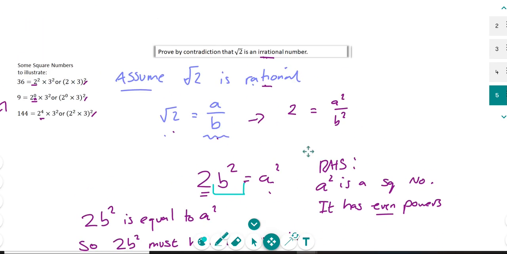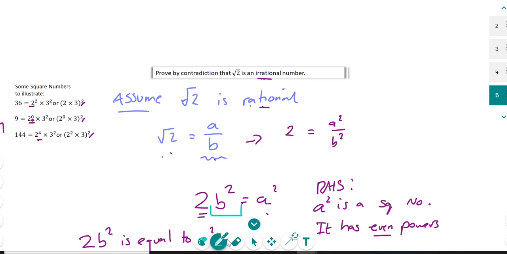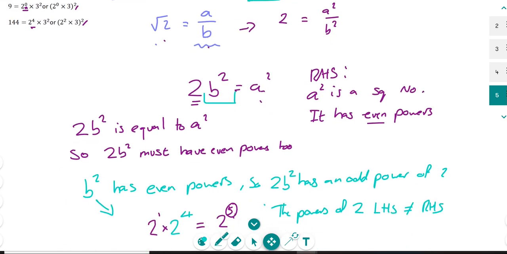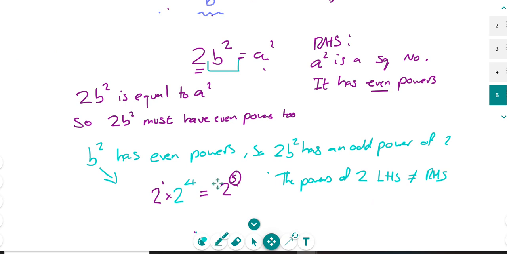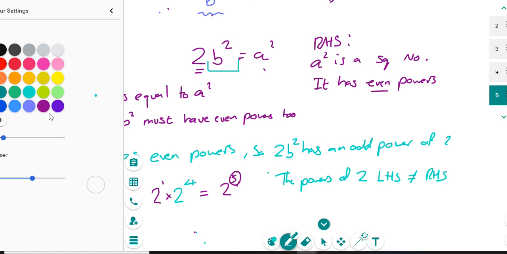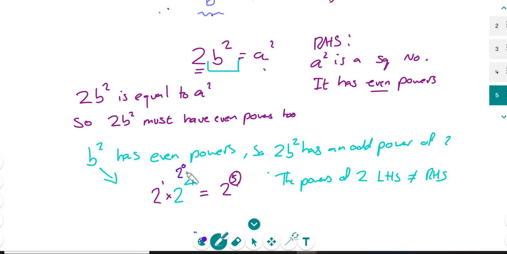If we go back to the original, this contradicts our original assumption that root 2 is rational, because it's just not possible to do this, and we've shown that that result is nonsense. So we accept that root 2 is an irrational number. It's a little bit complicated to get your head around, but what I would encourage you to do is perhaps to have a go with a couple of examples. It doesn't matter what this power of 2 is here, this will be even and end up with an odd power that doesn't match.